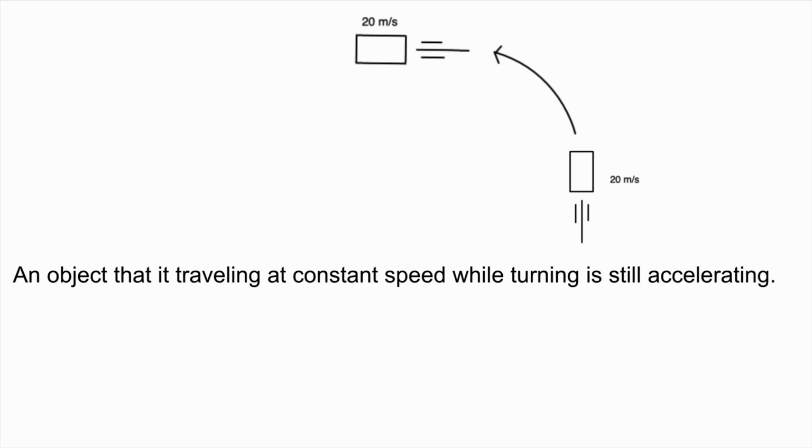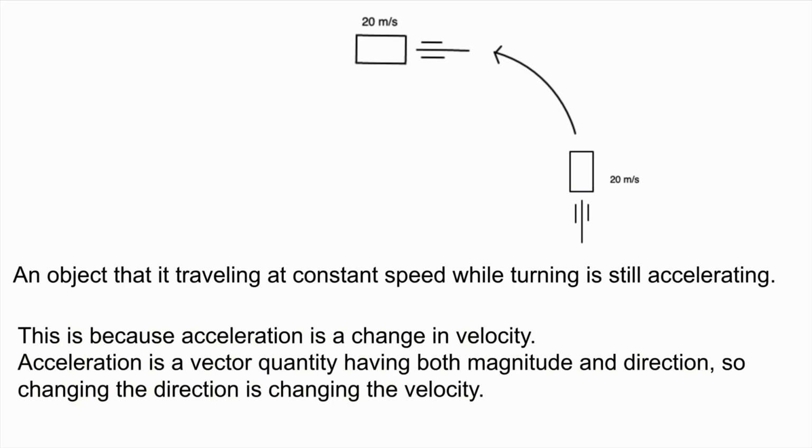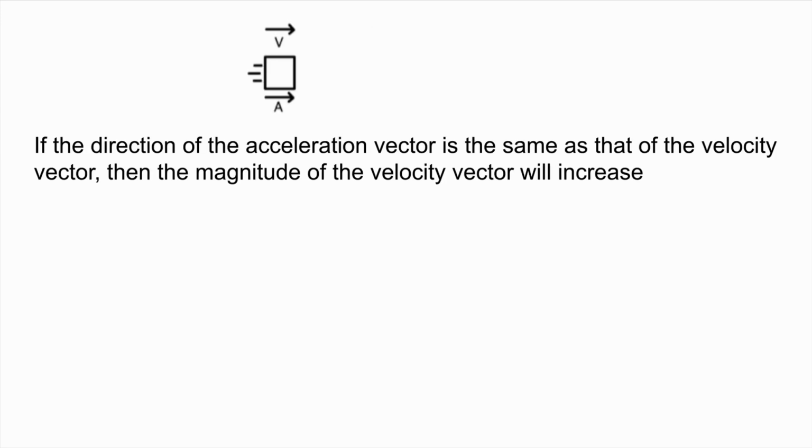So this object is accelerating in this case. This is what we call a centripetal acceleration. It's something we'll study later in the year, but just keep in mind that if you change either the magnitude or the direction of your velocity, you are accelerating.